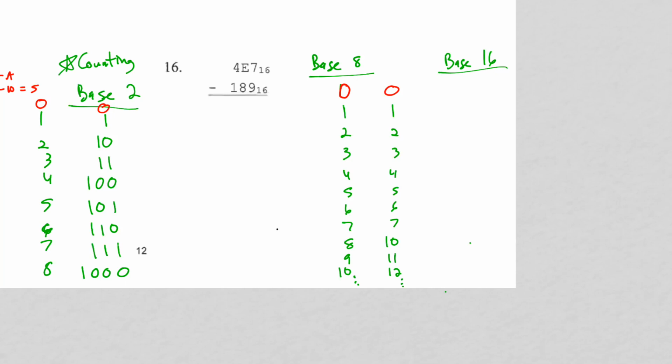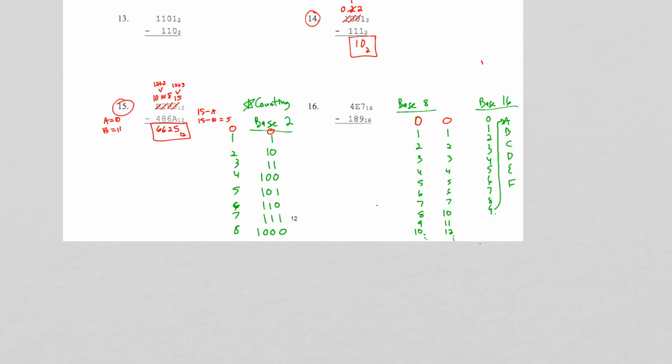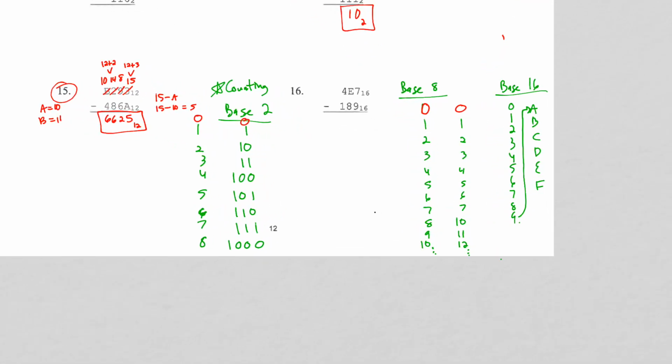Base 16. Remember, I don't have enough room, so it's going to be 0, 1, 2, 3, 4, 5, 6, 7, 8, 9. And then we have A, B, C, D, E, F. So those are just some examples of counting.